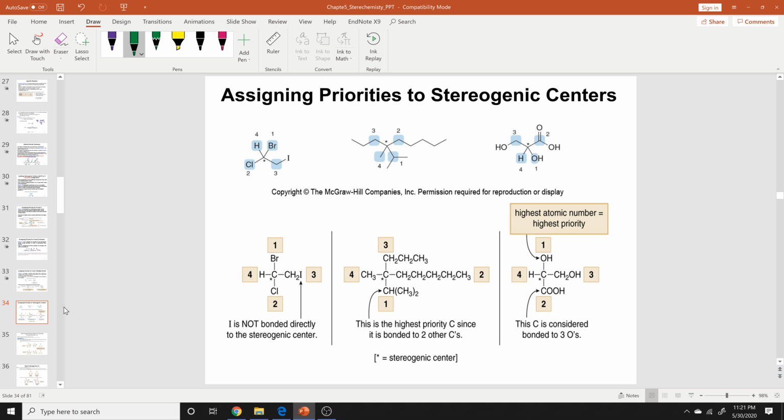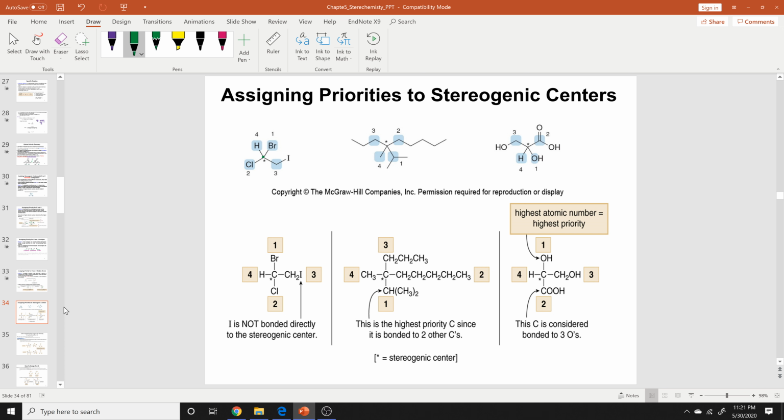So let's assign the priorities to the stereogenic center in this case. So here's your stereogenic center, you guys. 4 different groups. This is the skeletal form, and these are the same, but I'm showing the structural just to make it easy on you. So assigning the chiral center, I do have 1 chiral center in there. So let's assign the priorities.